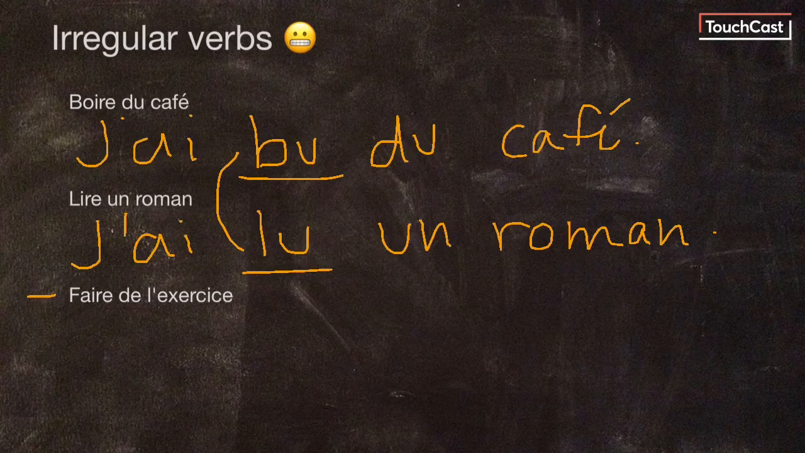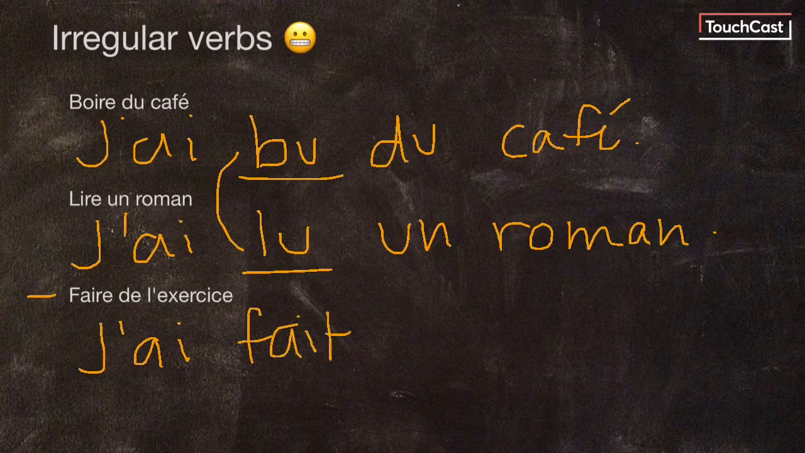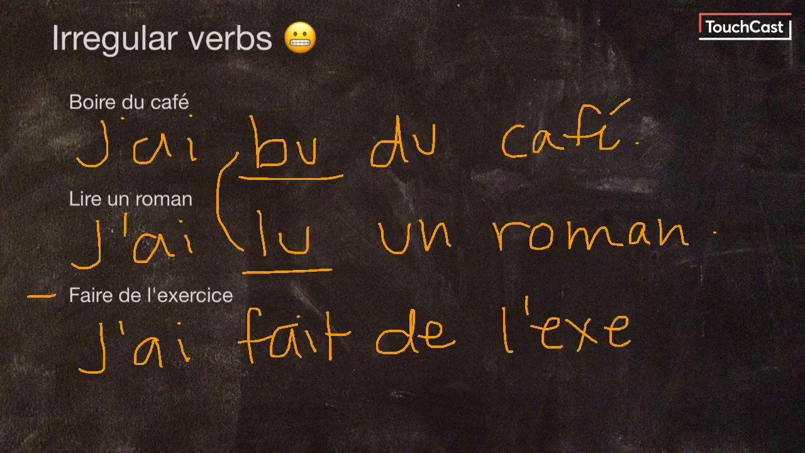So here we have faire de l'exercice, so working out, doing some exercise or exercising. So again, if you want to say I worked out, you just start the same way, j'ai. Okay, and the past participle of faire is with a T. J'ai fait de l'exercice. So again, very strange past participle, and there are just a lot of them. So my recommendation is, again, to just pick out ones that you are most likely to use to talk about what you did in the past and go from there.